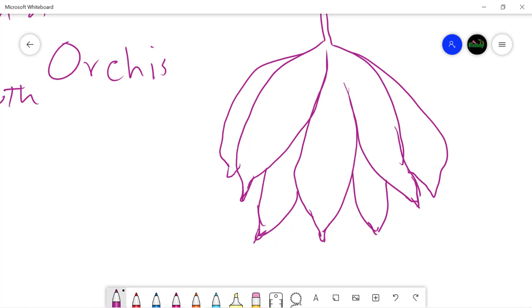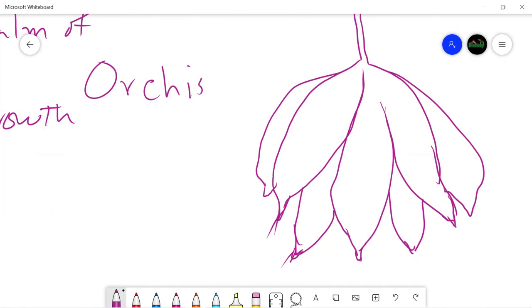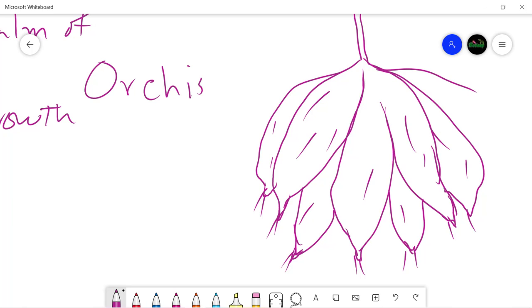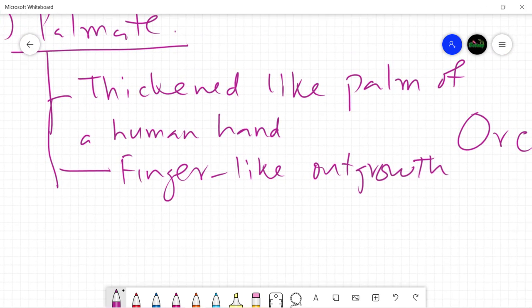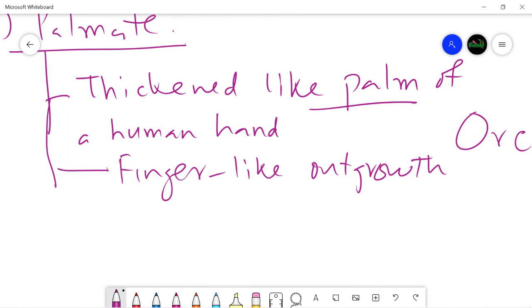So as you can see, somewhat, not exactly, but you may have to just visualize it, that they look like a palm of a hand, although there is nothing especially like that. But anyway, they somehow resemble it. These are the simple or normal adventitious roots, and these are those palmate roots. So in Orchis they are found, these palmates, thickened like a palm, and they also have finger-like outgrowths, and these are the 2 reasons for naming them palmate roots.